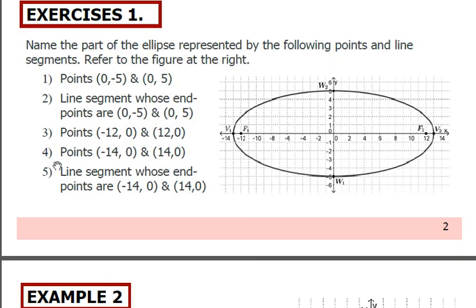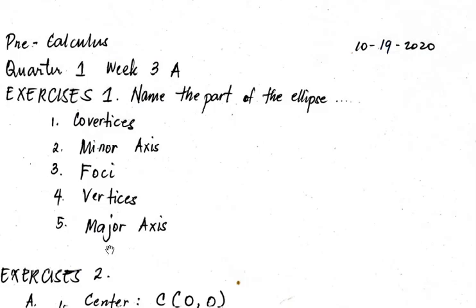For number 4, the points -14, 0 and 14, 0. These are the vertices. And number 5, the line segment whose endpoints are the vertices. They are what we call the major axis.